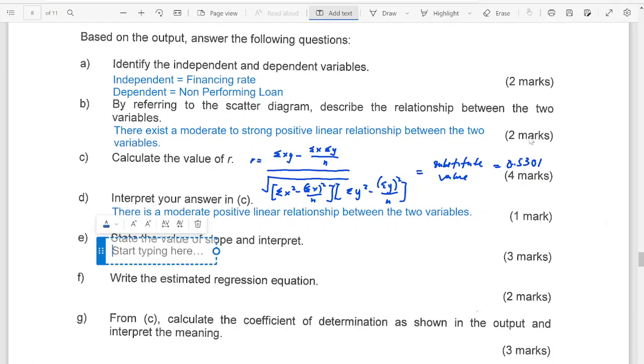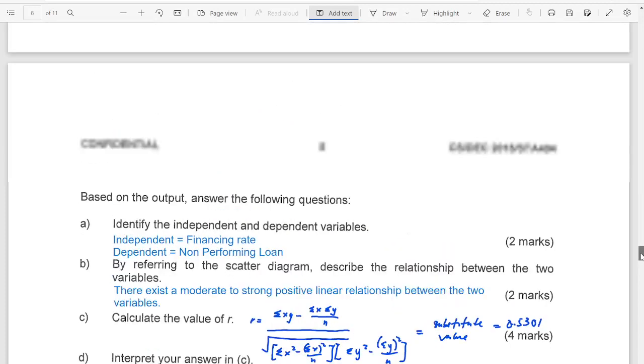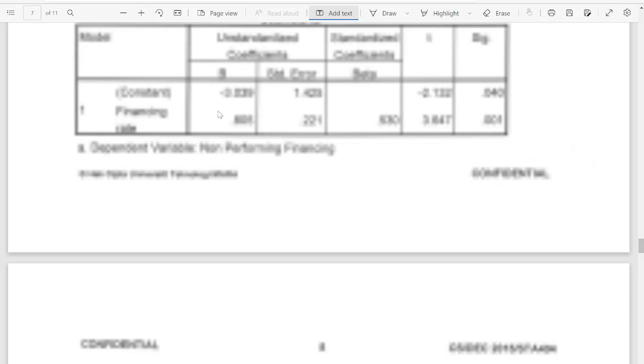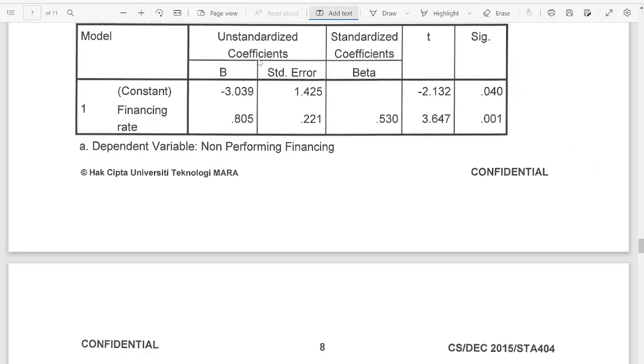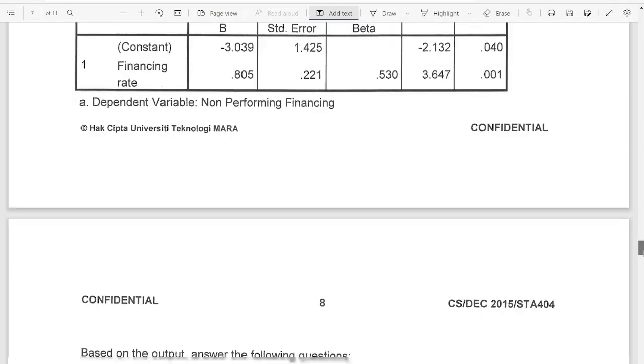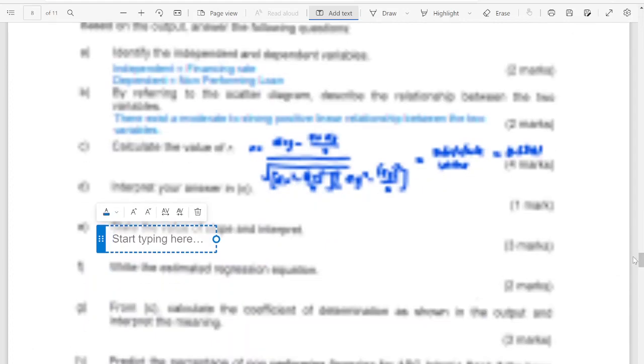Okay, the next one they ask you to get the value for the slope and interpret. So apa dia punya value of the slope? The value of the slope looking at the table coefficients. So look at the financing rate. So here you have the value of the slope to be equal to 0.805.